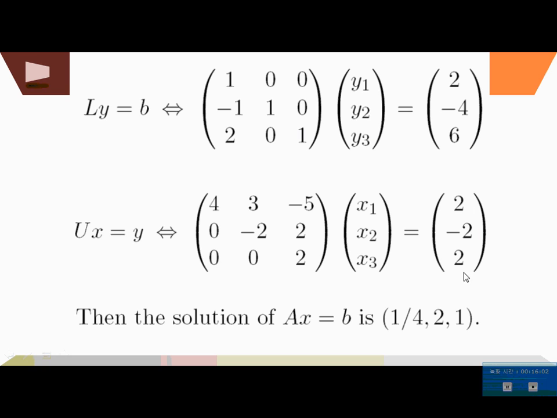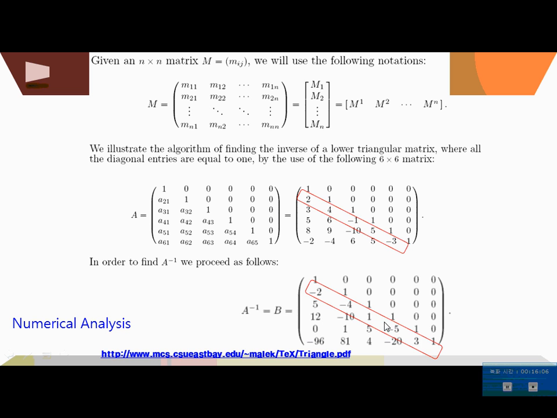Then plug in here y and to get xi's. This is the algorithm. And with that background, we can go a little further. Matrix A can be written as the set of row vectors and the set of column vectors like this. And when we have a matrix A which is a lower triangular matrix like this, then the inverse of a lower triangular matrix can be found in an easier way.